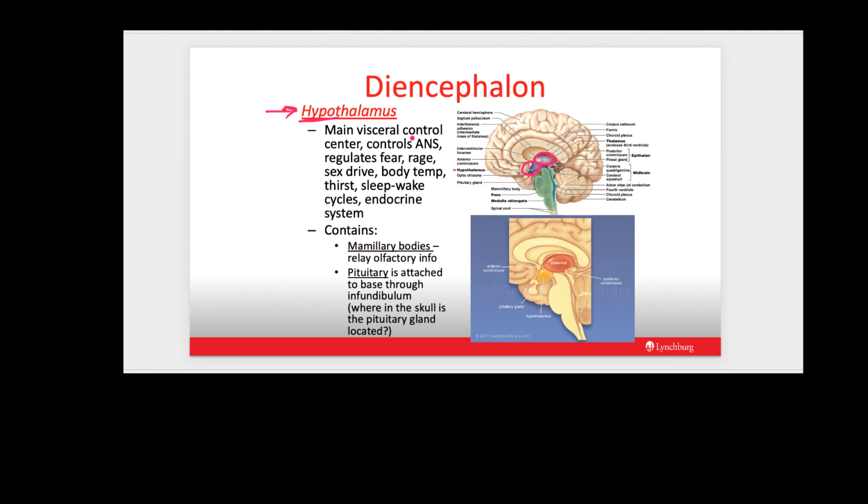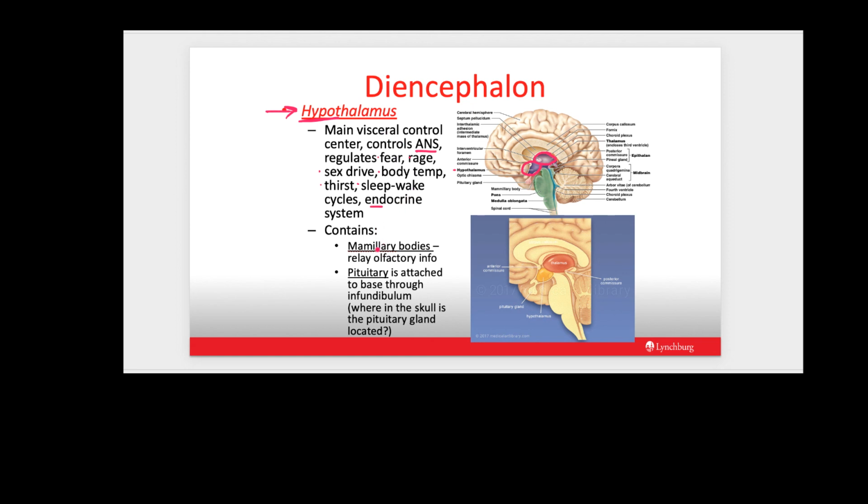Hypothalamus is important. It controls a lot of different functions in the body. It's our main visceral control center. It controls the autonomic nervous system. So it has a role in all of these functions. It's basically the boss of the endocrine system. It manipulates or maintains our body temperature, thirst, sleep-wake cycles, fear, rage, sex drive. It basically has a role in everything.